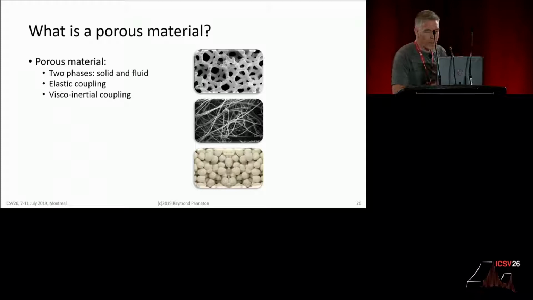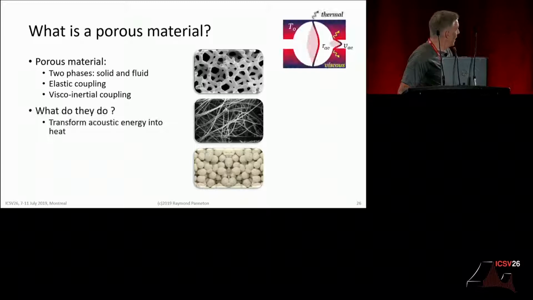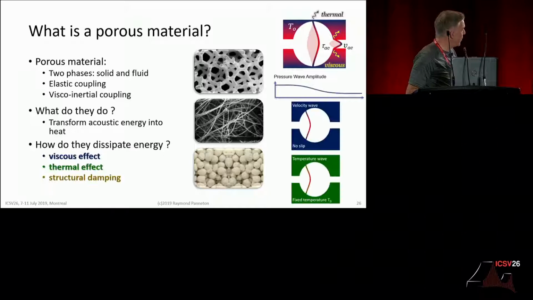So, porous materials. Before optimizing porous material for acoustics, we need to understand how acoustic waves are dissipated in this type of material. First, a porous material is composed of two phases: a solid phase, which we also call the skeleton, and a fluid phase. Both are mixed together in time and space. They are coupled together through elastic and viscoelastic couplings. And what they do is transform the acoustic energy of the plane waves that propagate in the material into heat. And how does this operate? It operates through viscous effects, thermal effects, and structural damping effects, of course.